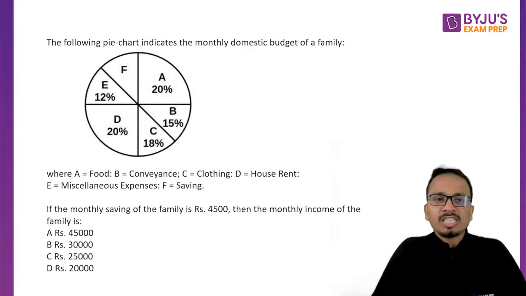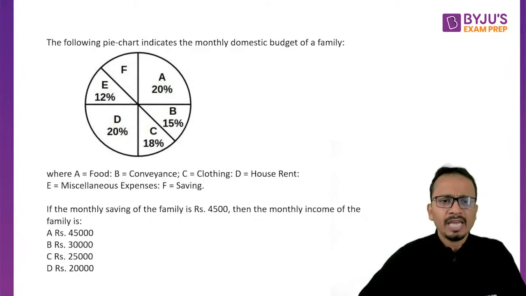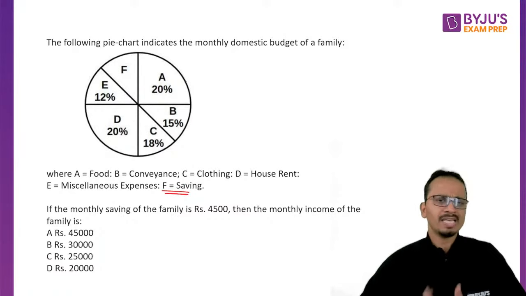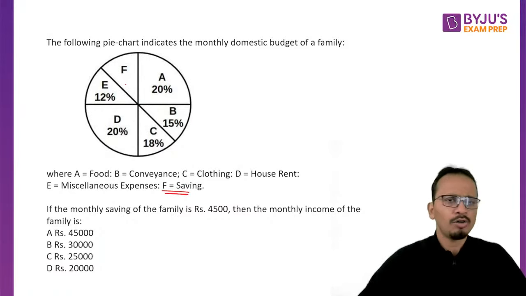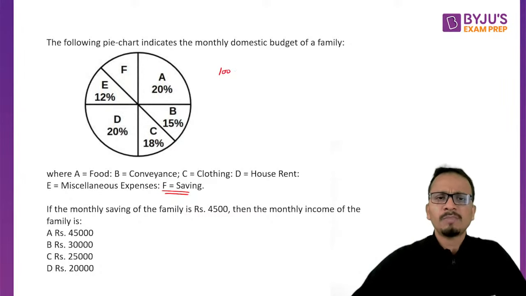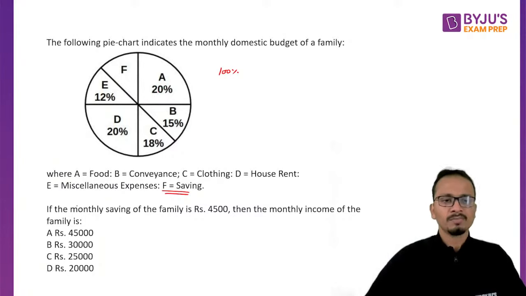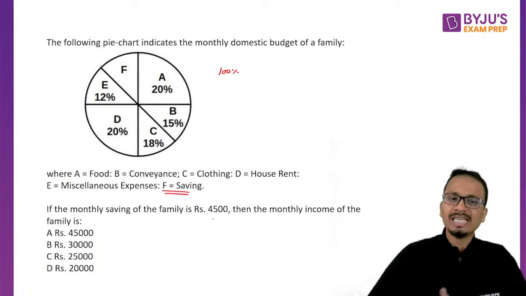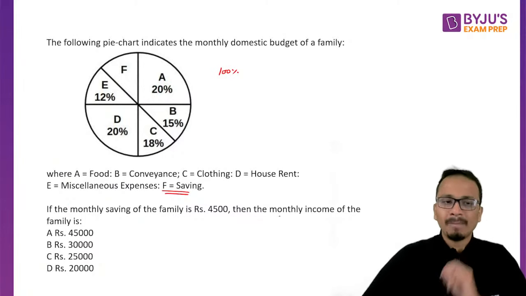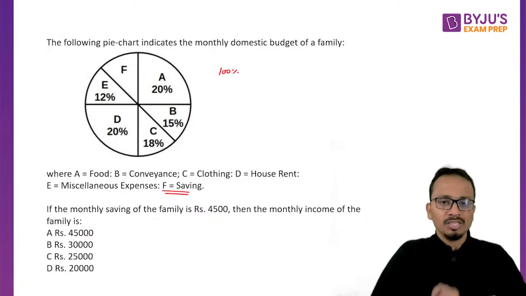Now, the following pie chart indicates the monthly domestic budget of a family. So, the pie chart is divided into 6 parameters: A, B, C, D, E, F. Percentages of 5 of the parameters are given, and for F, which is savings, the percentage is not given. So, I can easily calculate the percentage breakup of F, because this pie chart will contain a total of 100 percentage. Okay. Now, looking at the question, you can easily find the monthly income of the family, the total monthly income of the family.